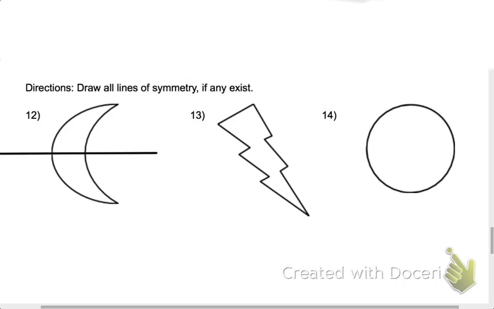Number 13. Any lines of symmetry there? 1, 2, none, what would it be? Alright, for number 13, there's actually no lines of symmetry. There's no way that I could fold that lightning bolt on top of itself. So therefore, no lines of symmetry.